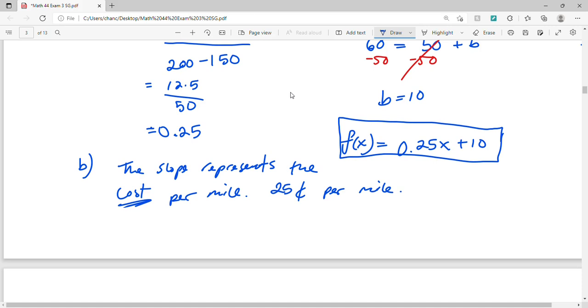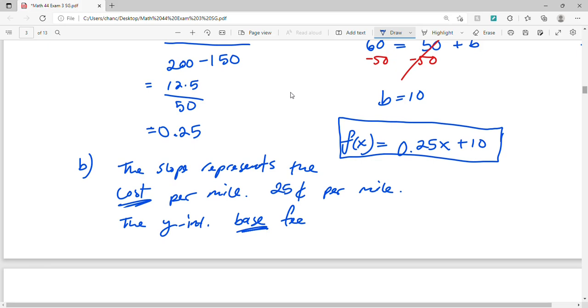Now what's the y-intercept? The y-intercept is 10. The y-intercept here is the base fee. So it costs us $10 to rent this vehicle, and we're going to be charged 25 cents per mile. The y-intercept again is the base fee.